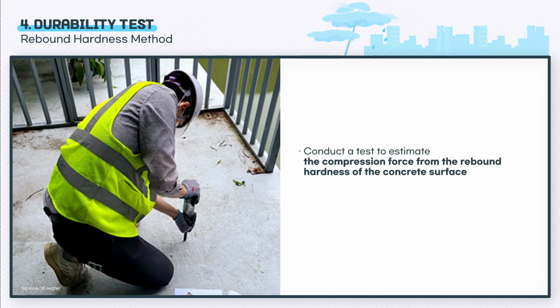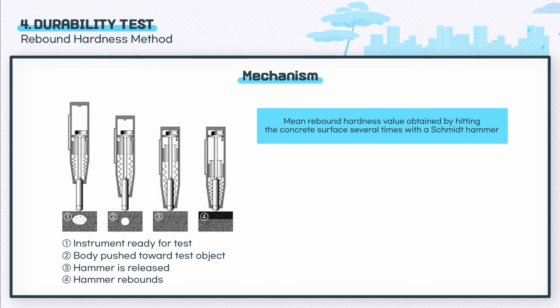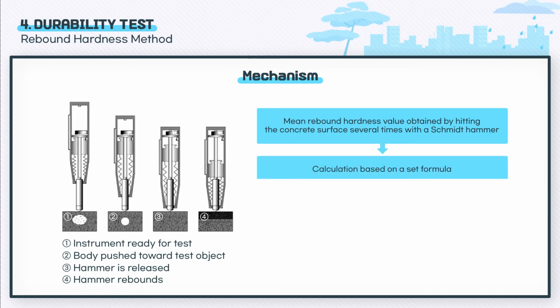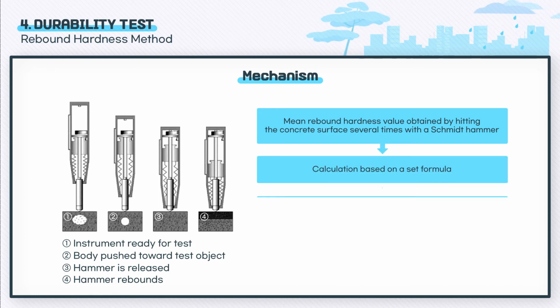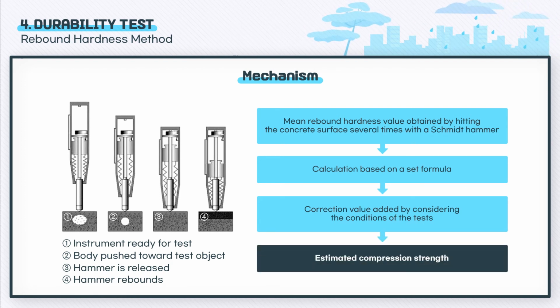A rebound hardness test is conducted to estimate the compression force of the structure from the rebound hardness of the concrete surface. A device called a Schmidt hammer is used. A calculation is made based on the correlation between the rebound reaction displayed by hitting the concrete surface with a Schmidt hammer and the compression strength of the concrete. The rebound hardness value obtained by hitting the surface several times is averaged and calculated according to the set formula. Lastly, the correction value considering the test conditions is added to estimate the compression strength.